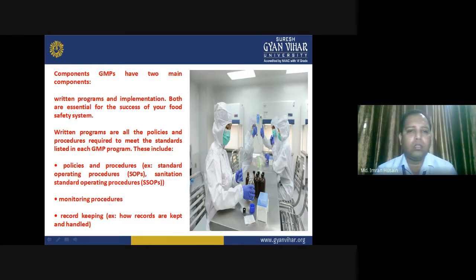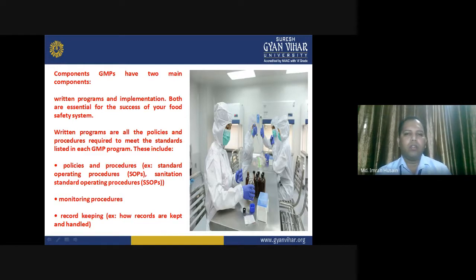GMP has components, right? GMP has two main components. So, what are those components? Written programs and implementation. So everything is pre-written. What are the things that you have to follow, and what standards should be maintained? Everything is pre-written and predetermined. You don't have to waver around and learn something new. So whenever you are dealing with such things, you can easily sort out the scenario.